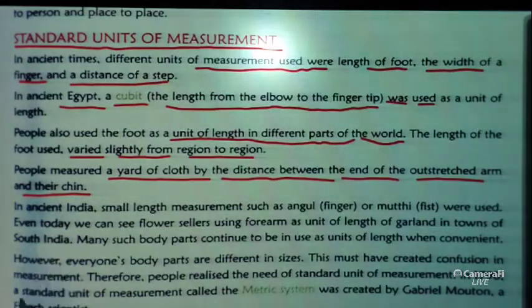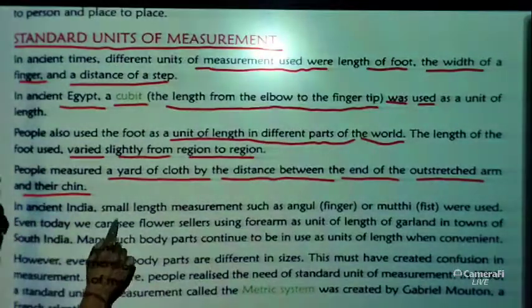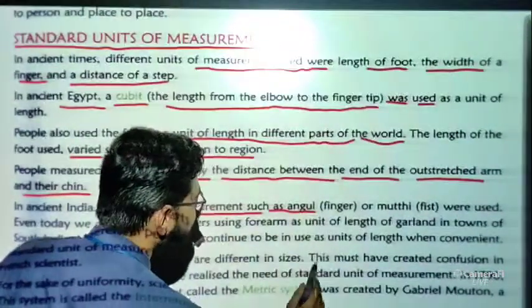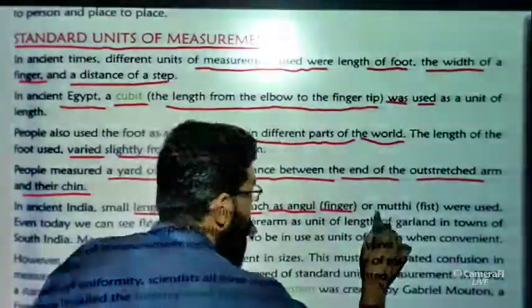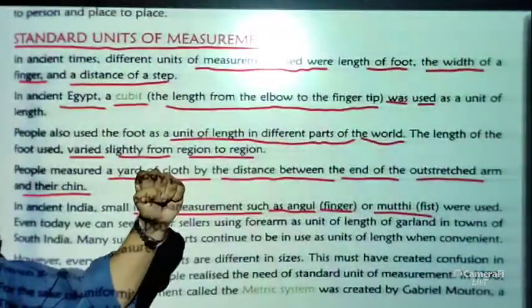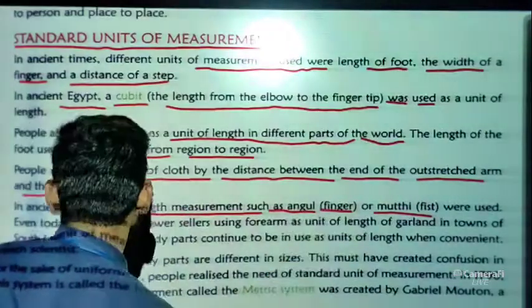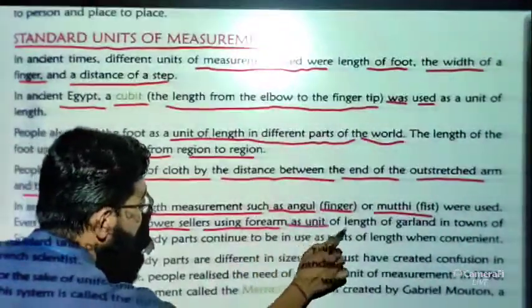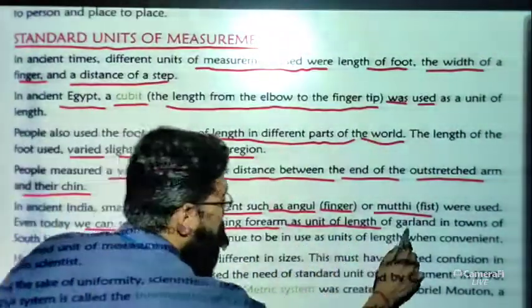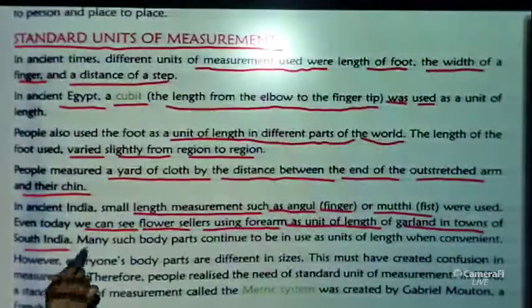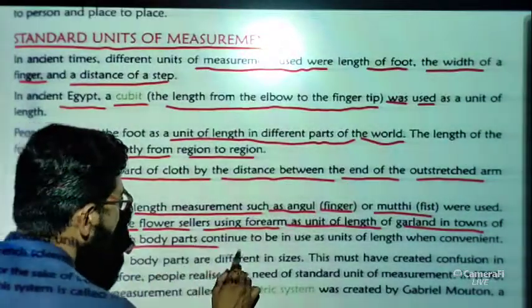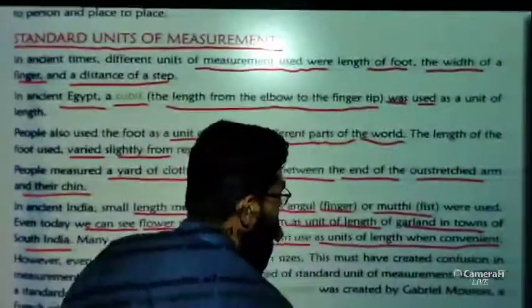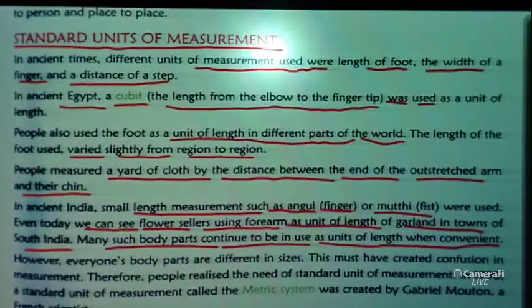Let us have a look at ancient India. Small lengths were measured using angul, which means finger, or muthi, which means fist. This is my fist. So these two were used. Even today we can see flower sellers in towns of South India using forearms as a unit of length for garlands. Many such body parts continue to be used as units of length when it is convenient.